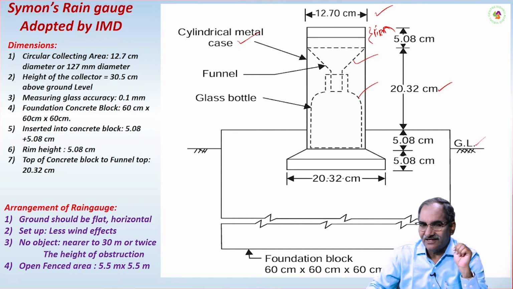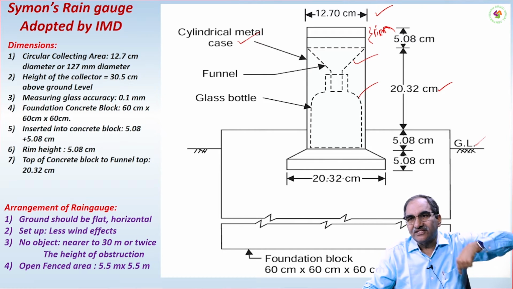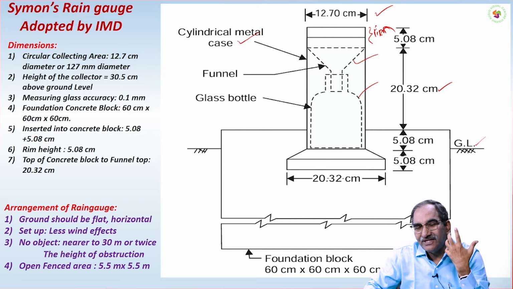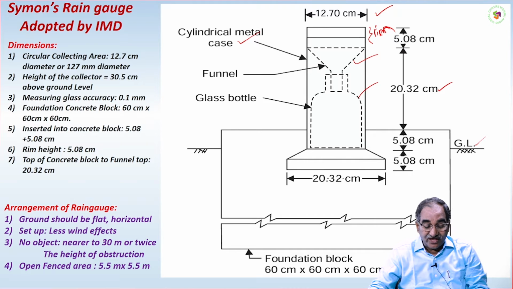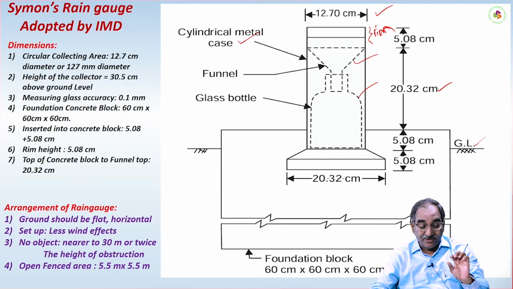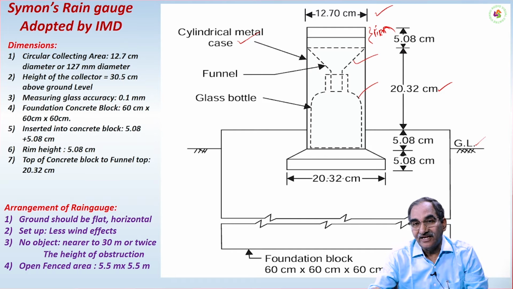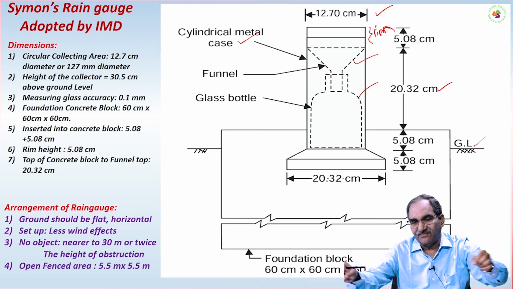It should be on flat ground. That is number one. The nearby area, at least 30 meters on all sides, should be completely vacant land. For example, in cities, if that is not possible, you should at least see that the distance from the point where you keep this rain gauge to the obstruction is at least twice the height of the obstruction.